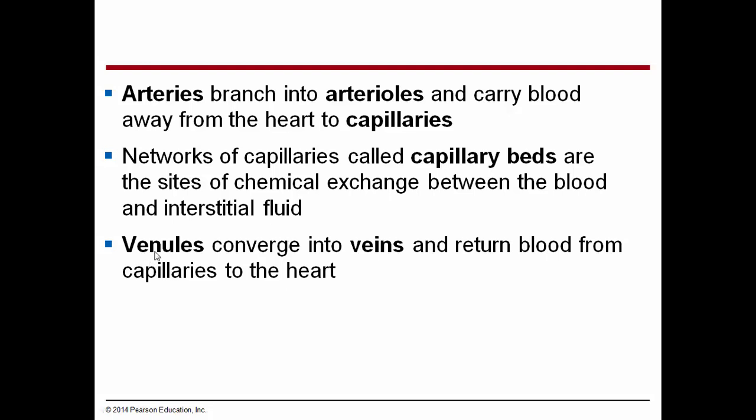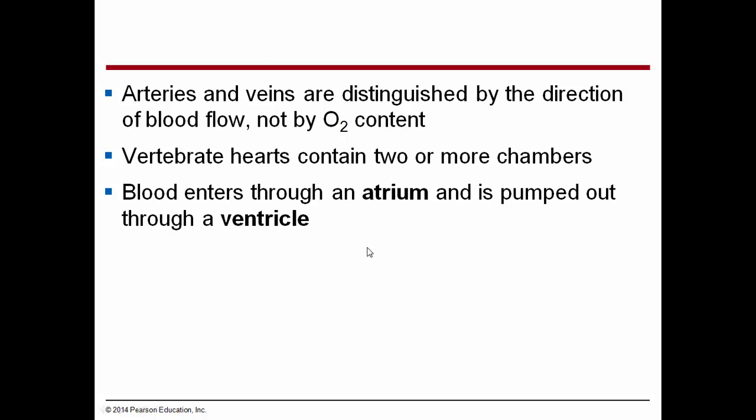So after the blood has done its job, it's released its nutrients and its oxygen into the interstitial fluid near the receiving cells. Then venules, which are small veins, converge into veins, and veins return blood from the capillaries into the heart. Arteries and veins are distinguished by the direction of blood flow, not by oxygen content.